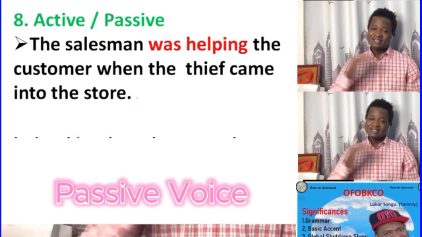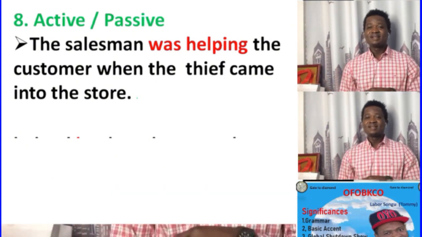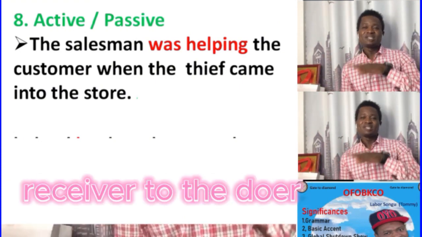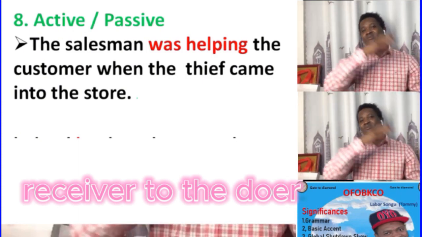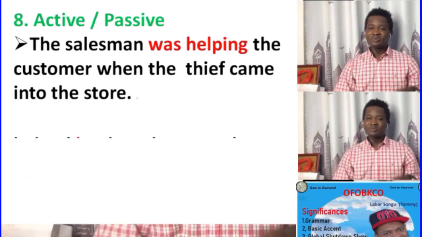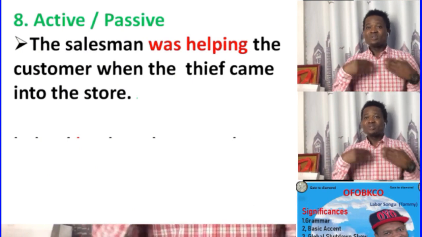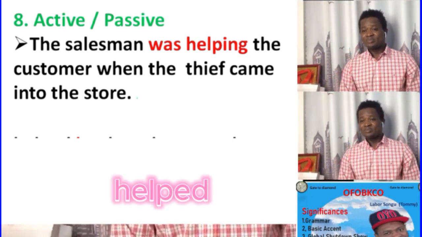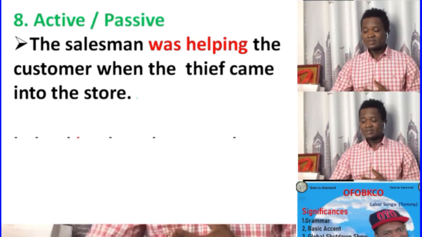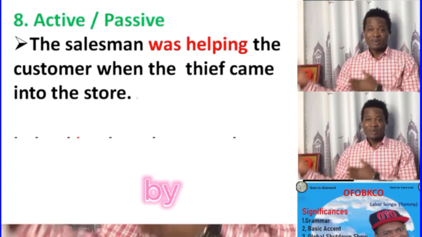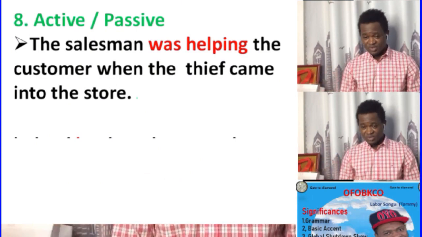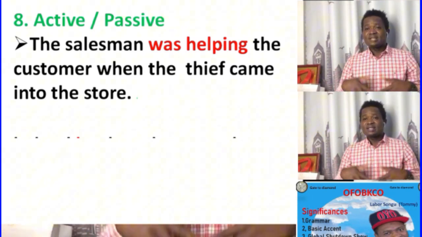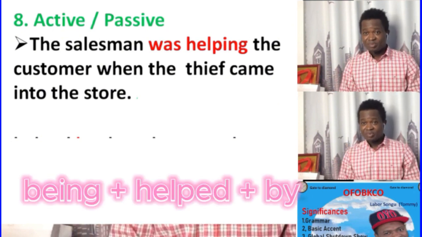So now in the passive voice, we are going to change the object to the subject. So the receiver will change to the doer. The doer will change to the receiver. But something will happen here. What is going to happen here? We are going to add the be verb with the past participle, and the past participle has to be helped. Also we have to use the word by. That's the preposition by. So you've got to see the auxiliary verb been and the past participle with by.